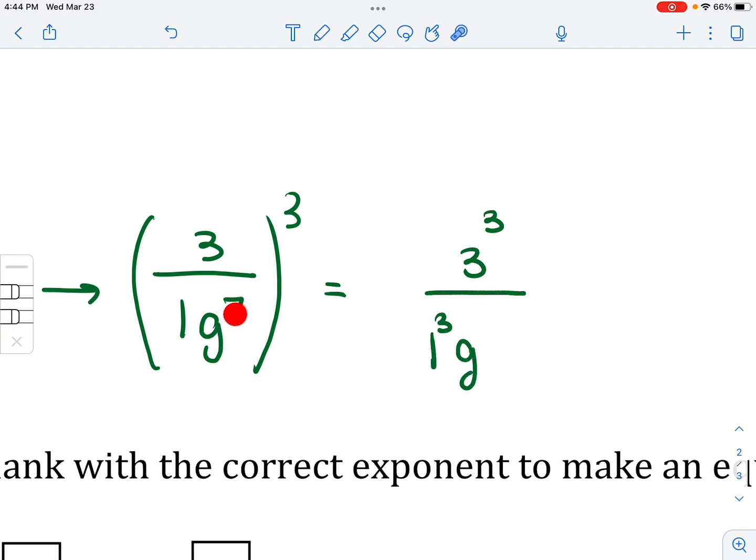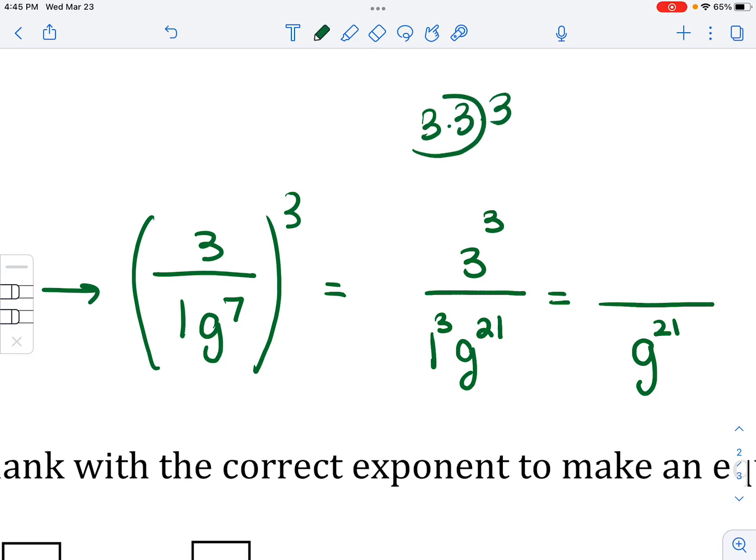But remember, the g is attached to the 7. And when you have a power to a power, we're going to multiply those together. So right now, 7 times 3 is 21. So I'm going to figure out what that is. 1 to the 3rd power is just 1 times 1 times 1, which is 1. I'm not going to write the 1 there because there's already a g21 there as a placeholder. 3 cubed means 3 times 3 times 3. 3 times 3 is 9 times 3 is 27. So that is my final answer here.